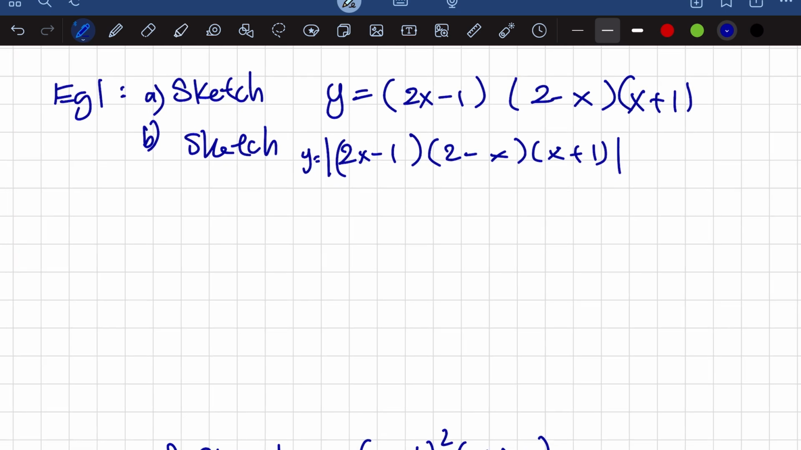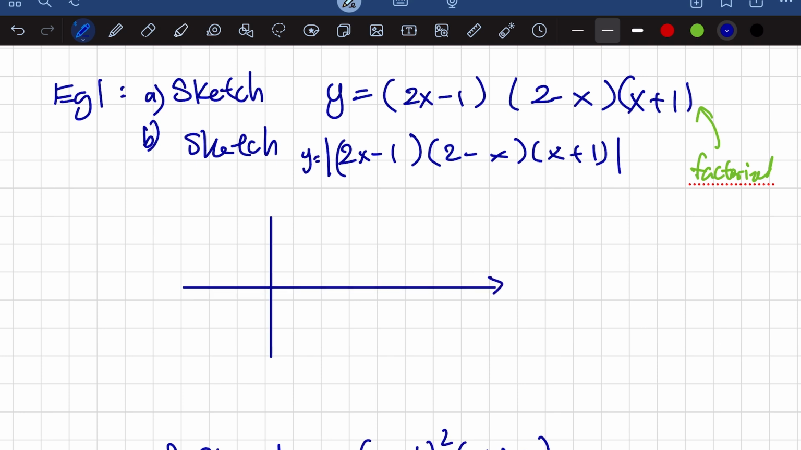So let's look at this example. We want to sketch y equals 2x minus 1, 2 minus x, and x plus 1. So very conveniently, this already has been factorized for you, and in the factored form, you can get the roots fairly quickly. All right. So for any sketch, make sure we list out the roots. So I can see the first root is actually a half, followed by 2, followed by negative 1.